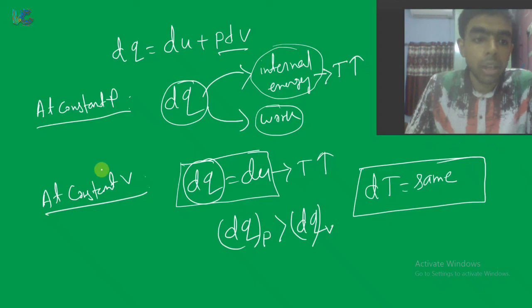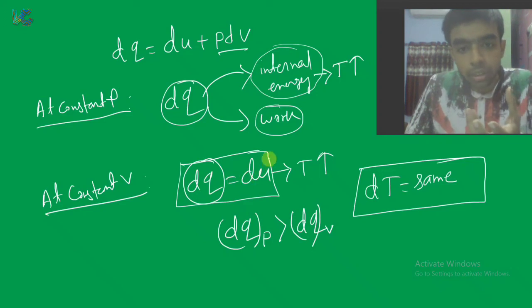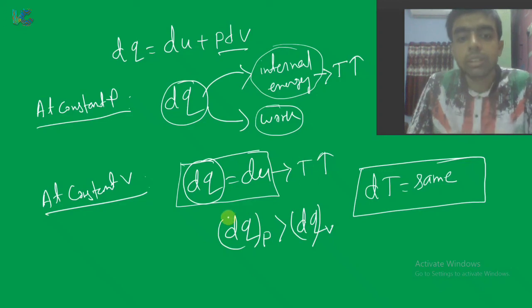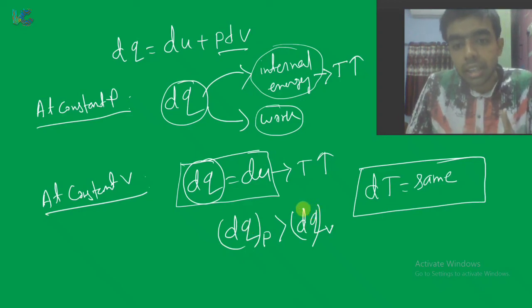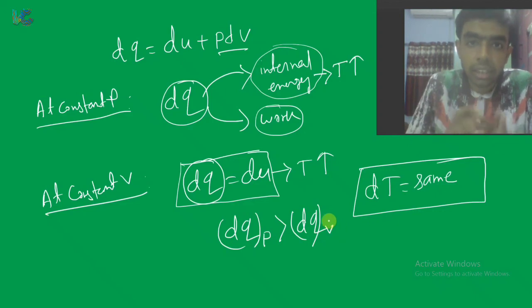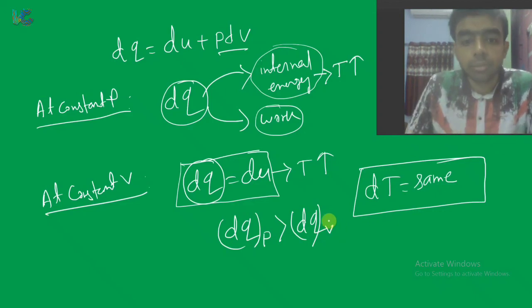But when the condition is constant volume, the heat taken by the system is totally going to make a change in internal energy, and that is leading to the change in temperature. That means the heat taken by the system at constant pressure will be more than the heat taken at constant volume if I want to generate the same temperature difference. So dq at constant P is greater than dq at constant V.